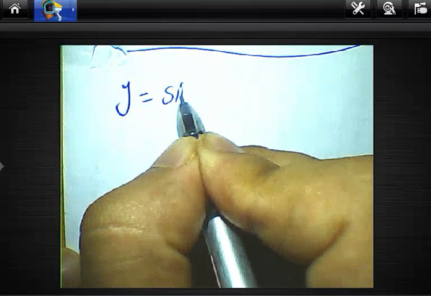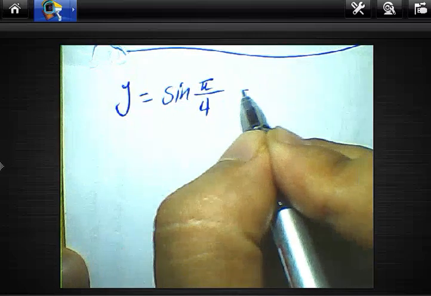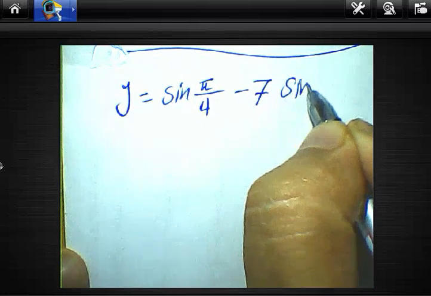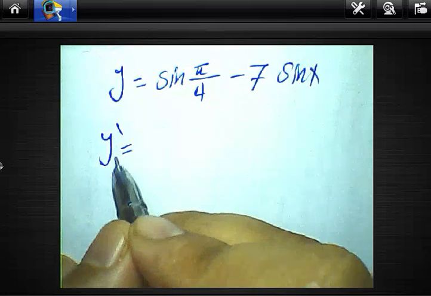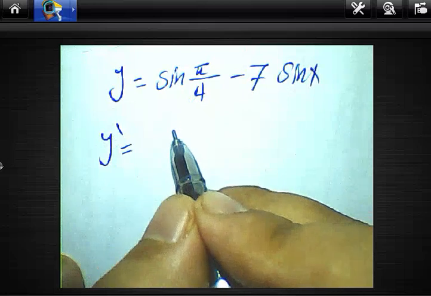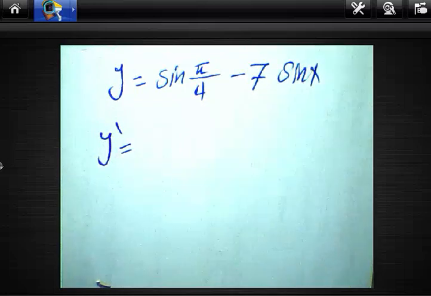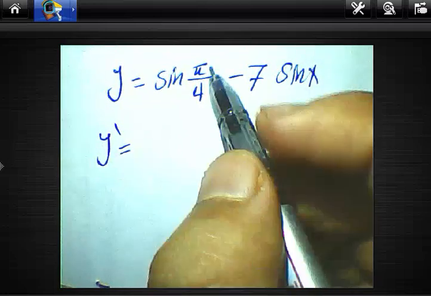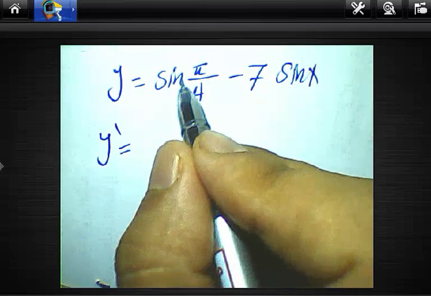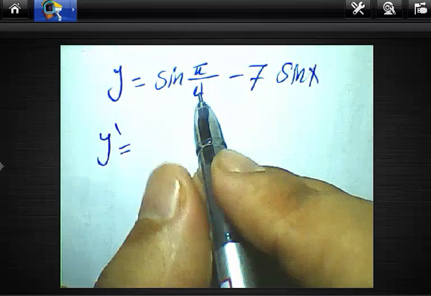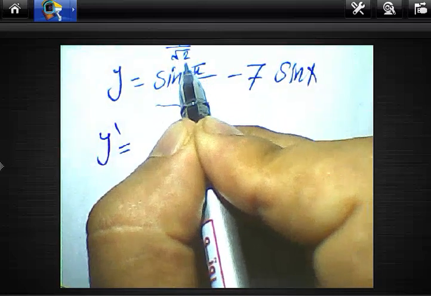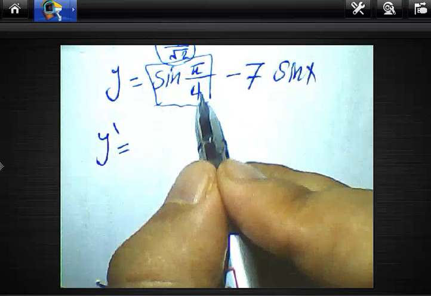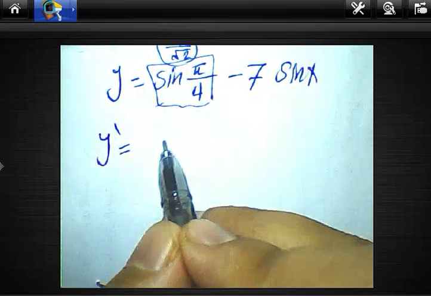And then what if we have another example, y equal sine pi over 4 subtract 7 sine x. We can find the derivative of the function, y dash or dy over dx. Derivative of sine will be cosine. Okay, but in this example we have pi over 4. It means sine 45. Sine 45 equals what? Sine 45 equals 1 over root 2. Derivative of this constant, so sine pi over 4, the result will be 0.